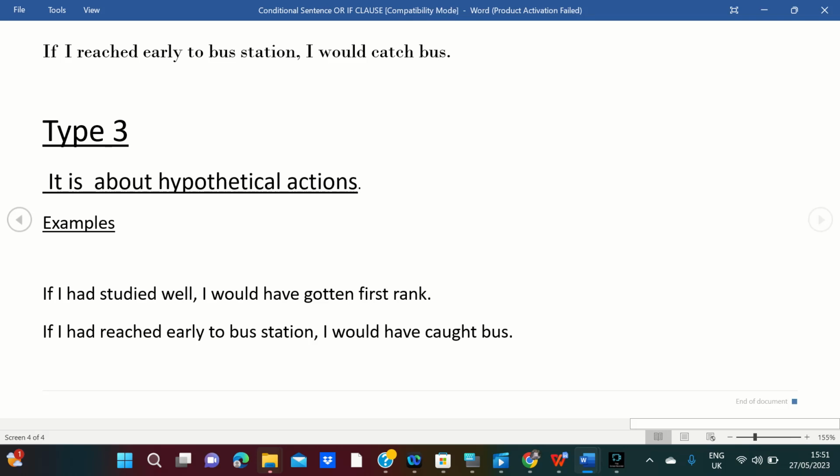Here in the subordinate clause, you should observe had plus V3 form. Past perfect tense you can observe in type 3 condition, and then would plus have plus V3 form in the main clause. I hope you could understand what I said.